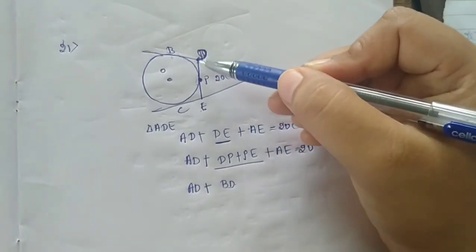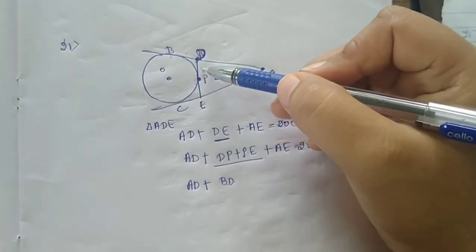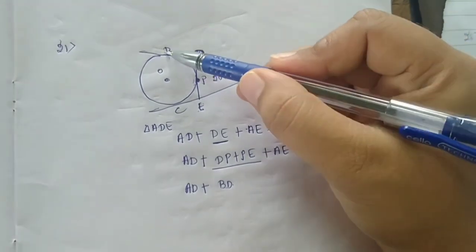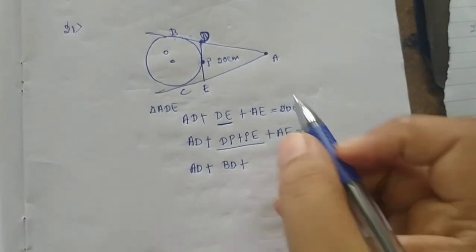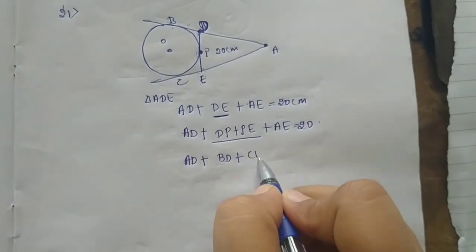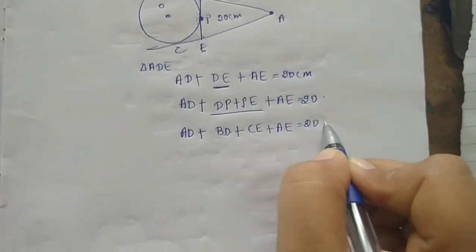The tangents drawn from a common point are always equal. For that reason, I have written BD in place of DP, and CE in place of PE, for the same reason, plus AE is equal to 20.